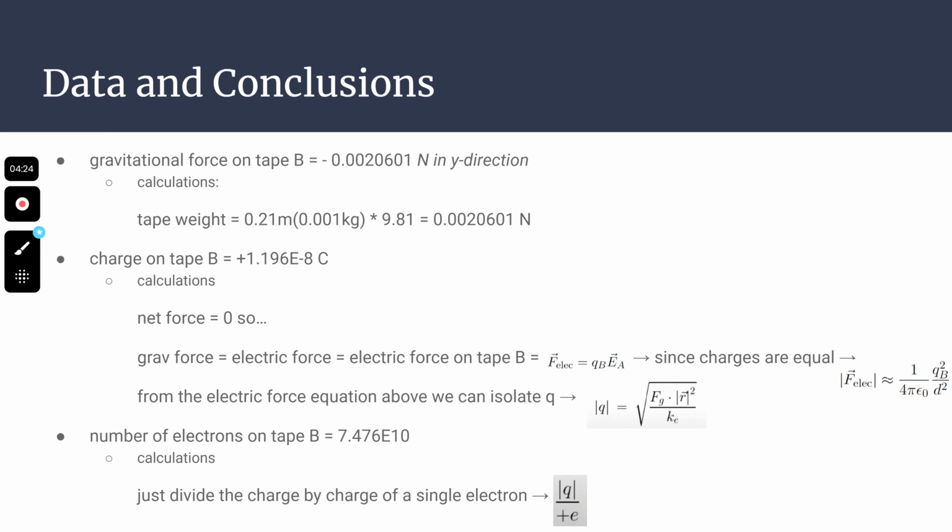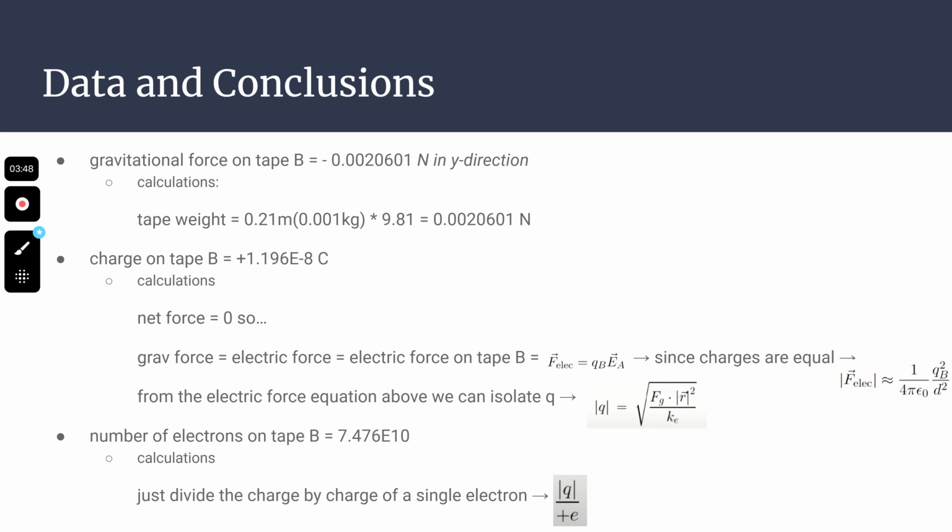Data and conclusions. The gravitational force we would find by calculating the tape weight, which we did using the length of the tape, which was 0.21 meters, multiplied by 0.001 kilograms, multiplied by 9.81, in which we got 0.0020601 newtons. To find the charge on tape B, we wanted to say gravitational force equals electric force. This is because the net force equals 0. So then we use F equals Q times electric field and find that the charge on the tape would be 1.196 times 10 to the negative 8th coulomb.